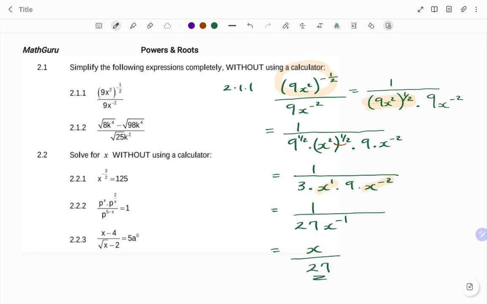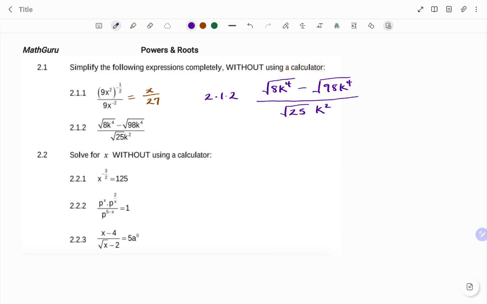The next one says root of 8k to the power of 4 minus root of 98k to the power of 4, all divided by root of 25k squared. To solve, I will start by splitting up my root sign. It says if I have the square root of a times b, it is the same as the square root of a times the square root of b.